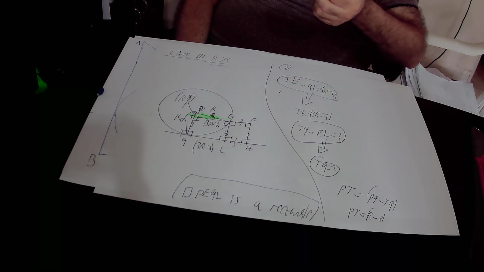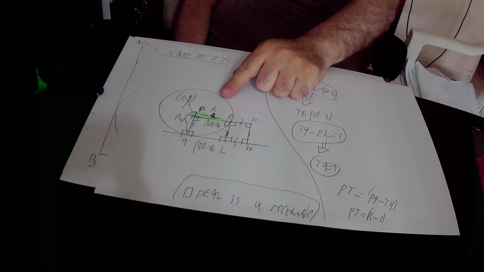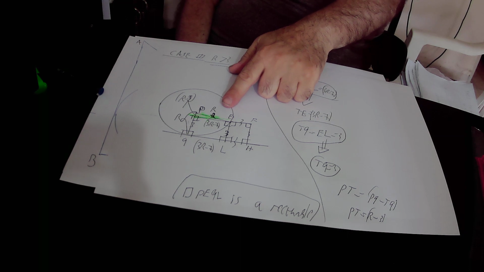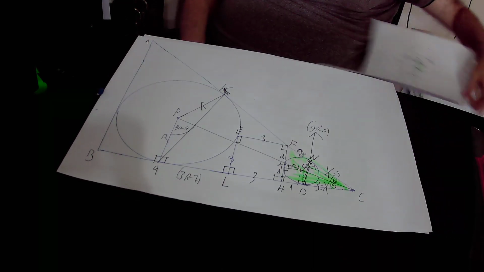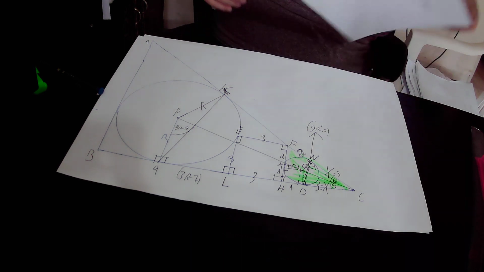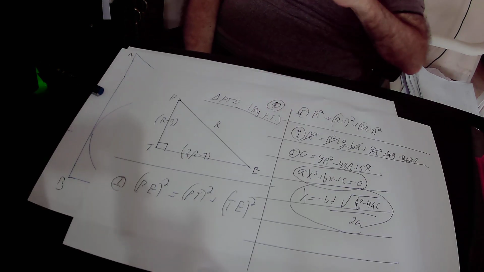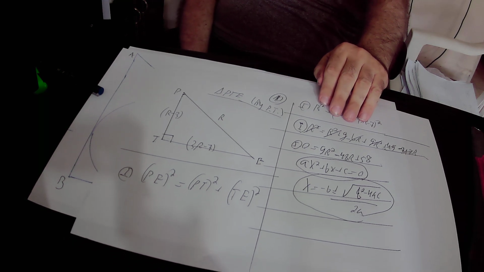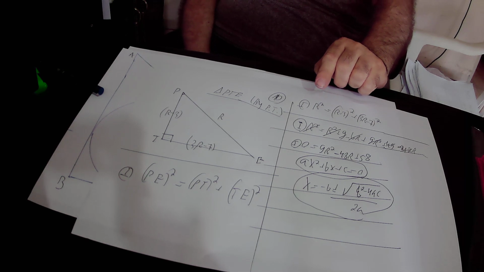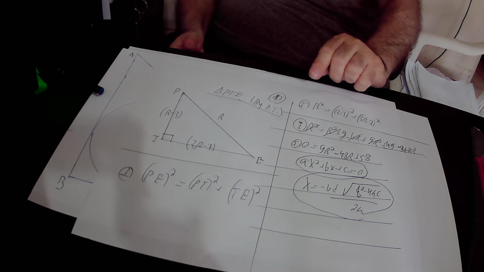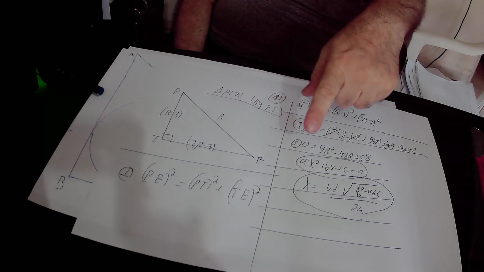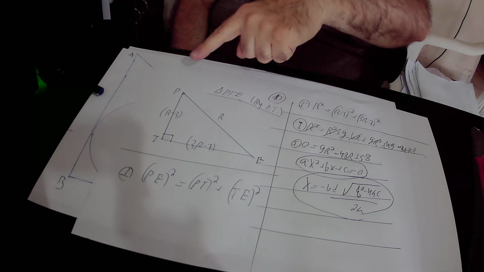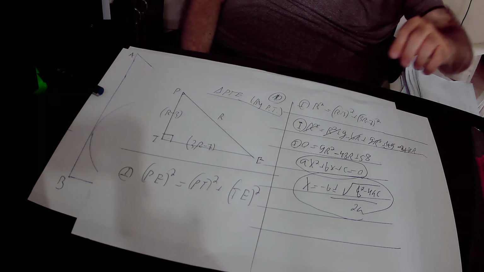Then I copied the right triangle PTE in the new page and implemented the Pythagoras theorem on this right green triangle. This is the right green triangle that I copied from the original drawing. According to the Pythagoras theorem, the square of the hypotenuse equals the sum of the squares of the perpendiculars. That is to say, PE square equals PT square plus TE square.